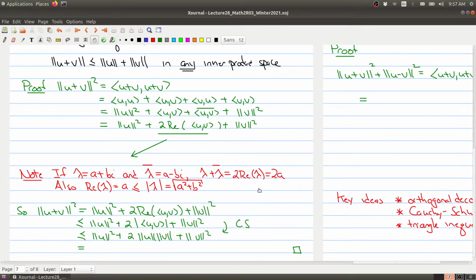And then if I look at what I have here, I can factor it as the norm of u plus the norm of v, squared, right? So when I expand this out, I get this term here. And then I compare the first and the last terms, and I cancel off the square roots, and I get the desired inequality, the triangle inequality, which you can still see up here in black.